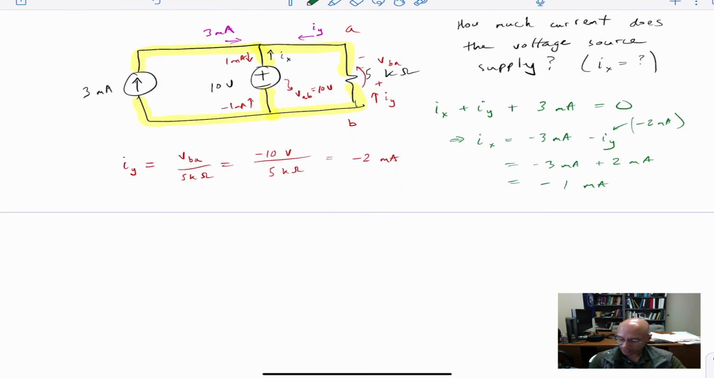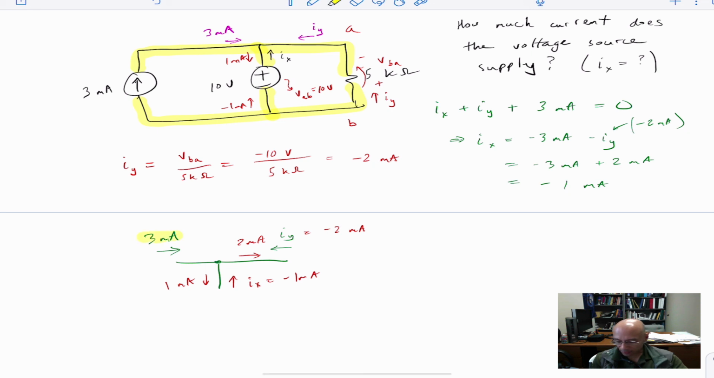So let's summarize that and just make sure this makes sense. Here is our node, just simplifying it. Here's our Iy. We know this is 3 milliamps, and we've come up with that Ix equals negative 1 milliamp. That is equivalent to 1 milliamp going down rather than up. And Iy, we said, is negative 2 milliamp, but that's equivalent to 2 milliamp going the other direction. We should look at this and see that it in fact makes sense.